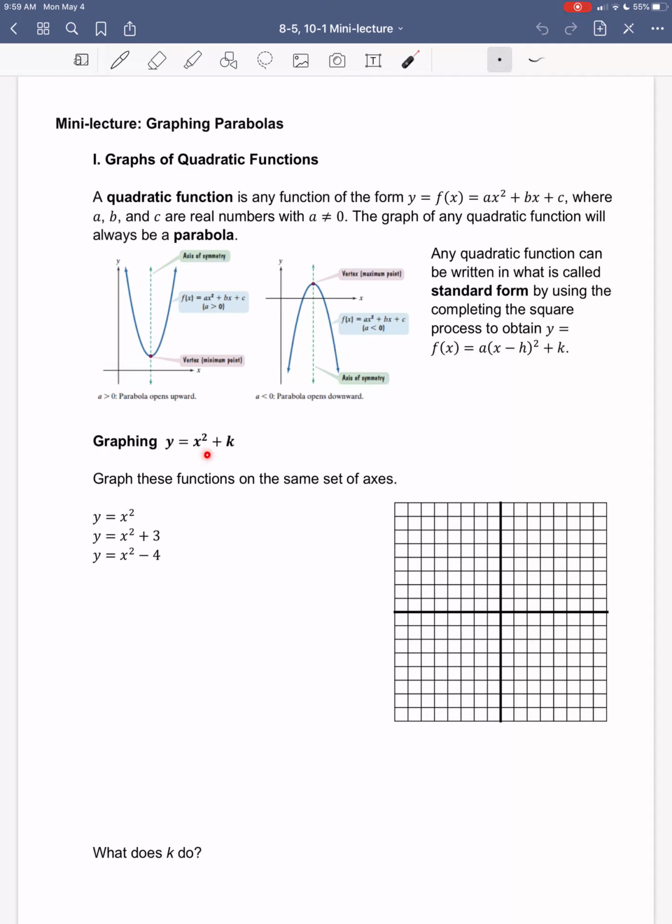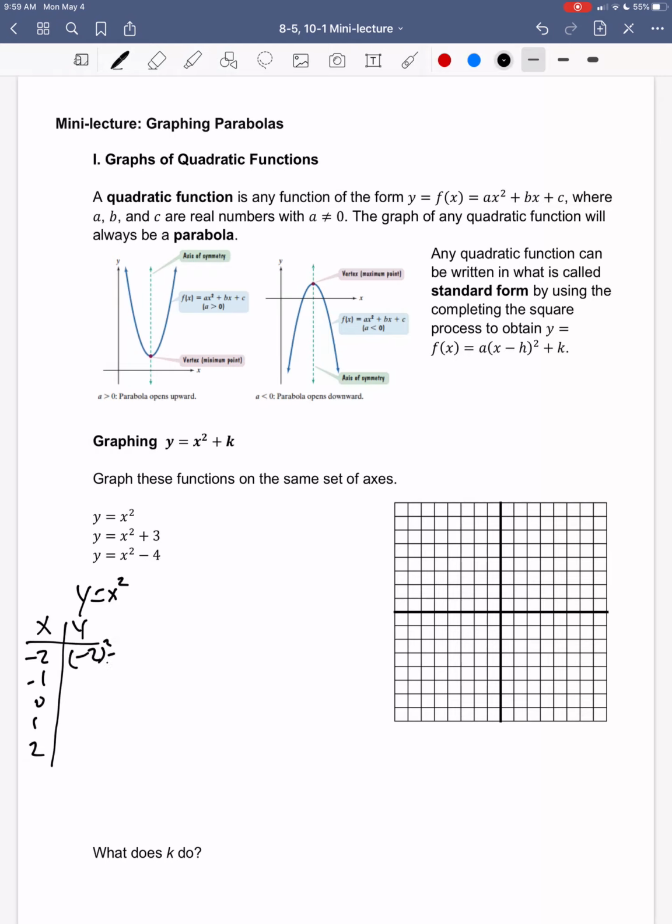So let's say we're graphing y equals x squared plus k. So let's graph these functions. We're just going to do some point plotting. The first one, if I've got y equals x squared, I'm just going to pick some typical values for x. You could pick other numbers for x, but these are pretty basic ones.